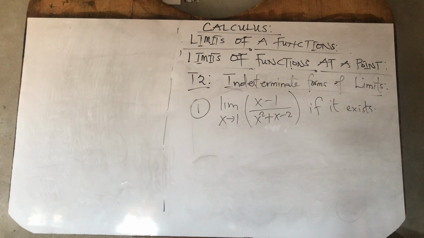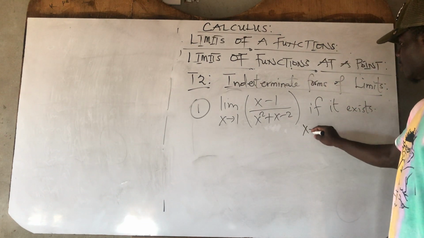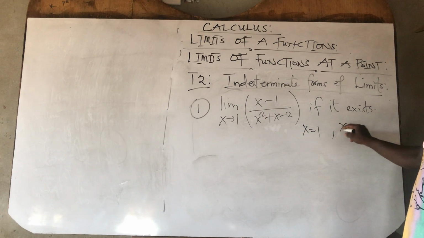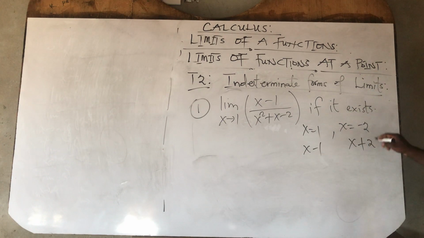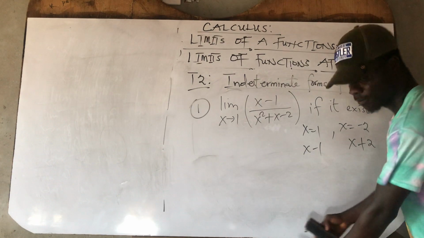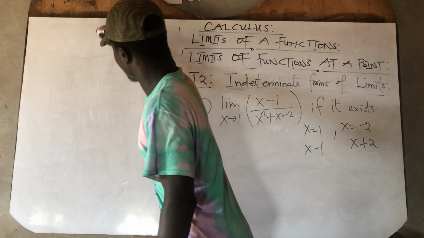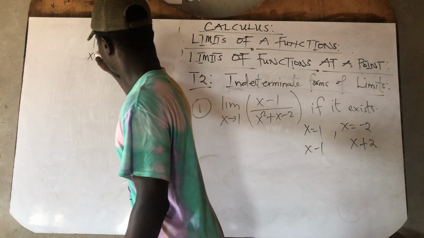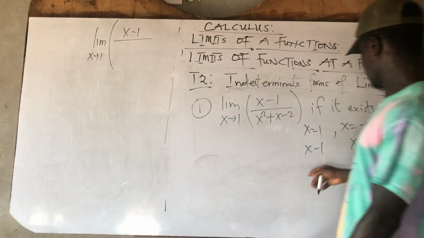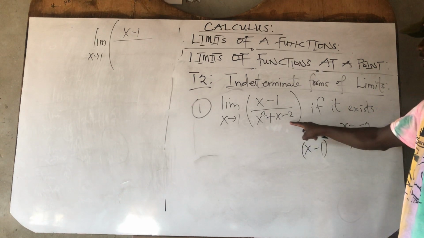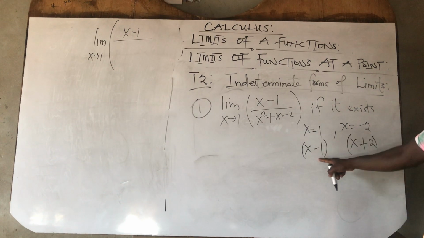So we get x equals 1, and x equals minus 2, which means that we have x minus 1 and x plus 2 for that, right? So with this, I can say that the limit as x approaches 1 of x minus 1 all on, now in place of this x squared plus x minus 2, these are the roots of this quadratic equation, or the solutions, or the factors.